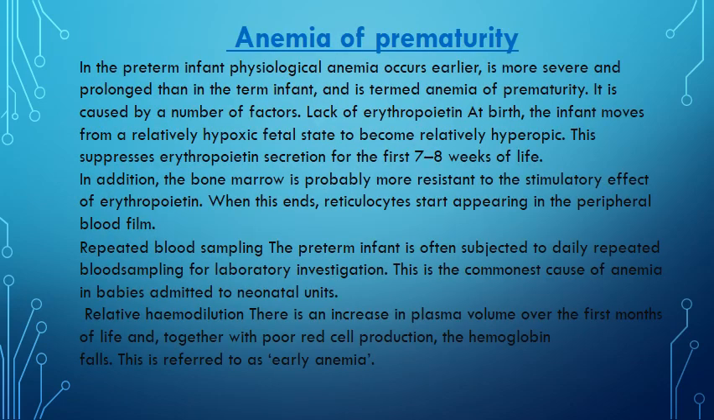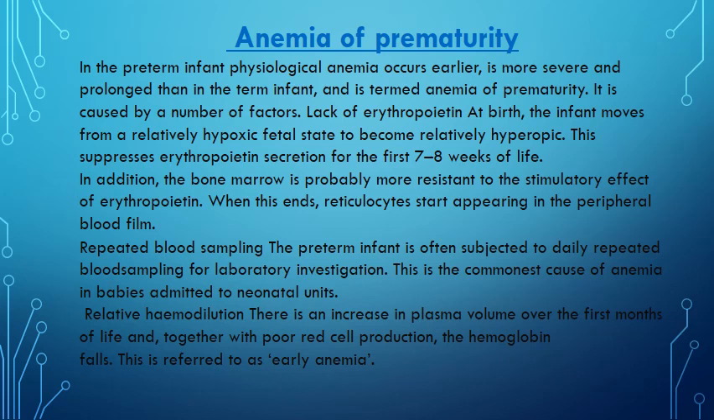Anemia of prematurity. In the preterm infant, physiological anemia occurs earlier, is more severe and prolonged than in the term infant, and is termed anemia of prematurity. It is caused by a number of factors: lack of erythropoietin at birth. The infant moves from a relatively hypoxic fetal state to become relatively hyperoxic. This suppresses erythropoietin secretion for the first 7 to 8 weeks of life. In addition, the bone marrow is probably more resistant to the stimulatory effect of erythropoietin. When this ends, reticulocytes start appearing in the peripheral blood film.